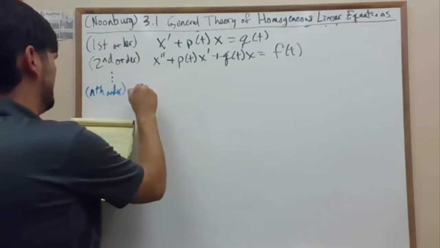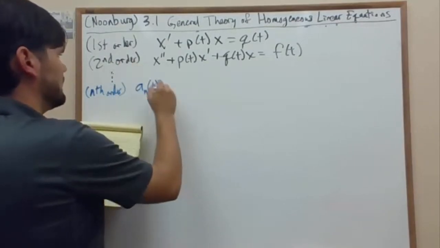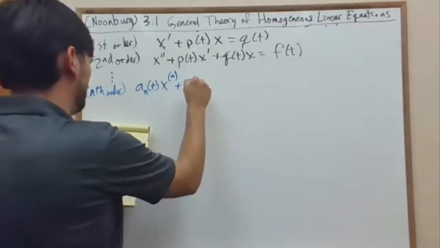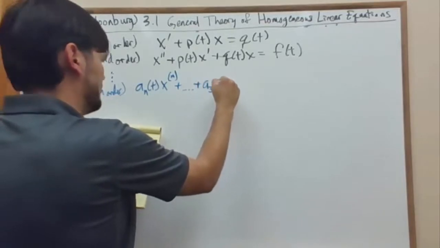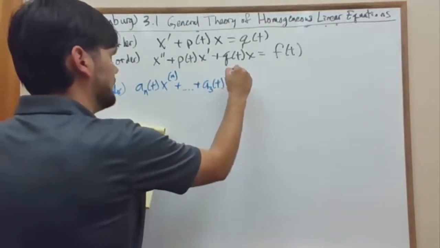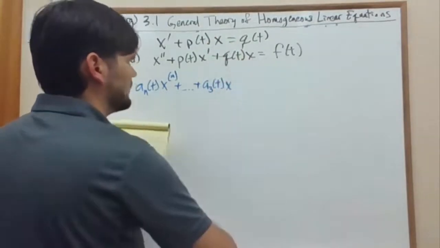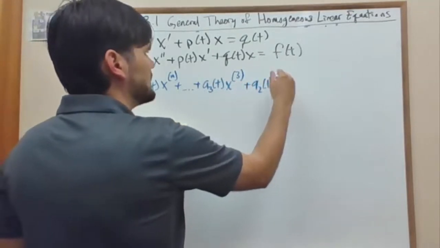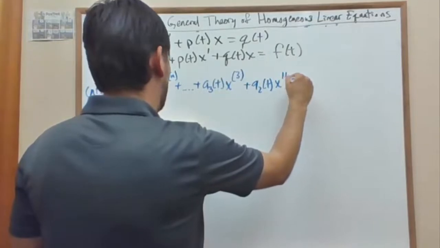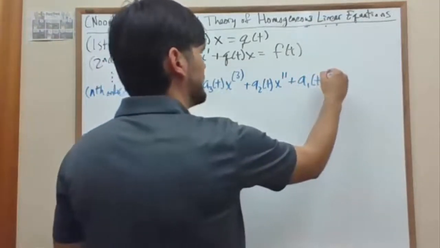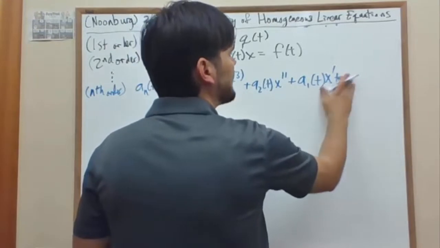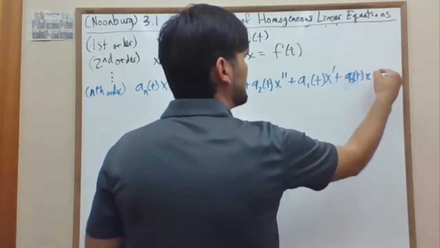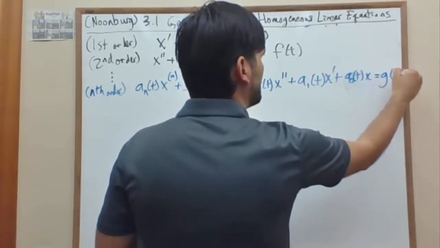We have the nth coefficient times the nth derivative, and then we step down, third coefficient times the third derivative. Why don't we keep that up here? Plus the second coefficient times the second derivative plus the first coefficient function times the first derivative plus the zeroth, that's still an a naught of t times the x, zeroth derivative, all that is equal to g of t.